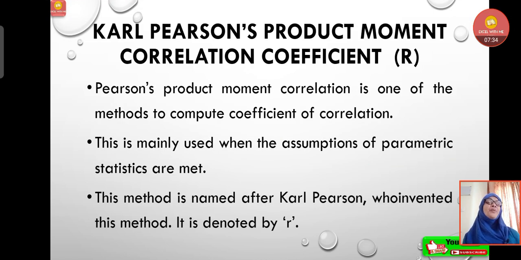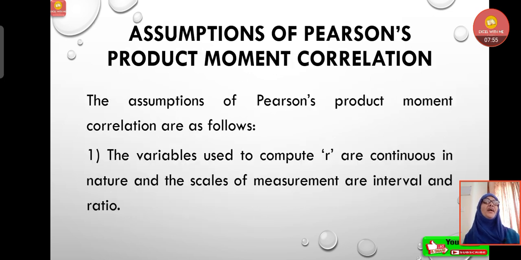Now Karl Pearson's product moment, quickly let's understand. This is correlation coefficient R. Pearson's product moment correlation is one of the methods to compute coefficient of correlation. This is mainly used when the assumptions of parametric statistics are met. This method is named after Karl Pearson, obviously, who invented this method. It is denoted by R.